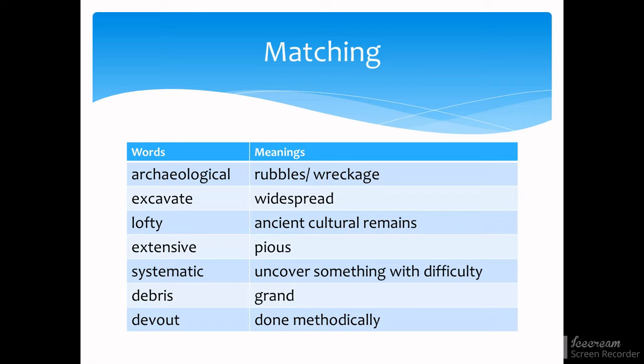So the words are archaeological, excavate, lofty, extensive, systematic, debris and devout. And the meanings are rubbles or wreckage, widespread, ancient cultural remains, pious, uncovers something with difficulty, grand, and done methodically. Okay, that means we have all the meanings here but they are not matched, so we will have to match them. You will have to go through reading the text several times and it will be easy for you as we all know the meanings.